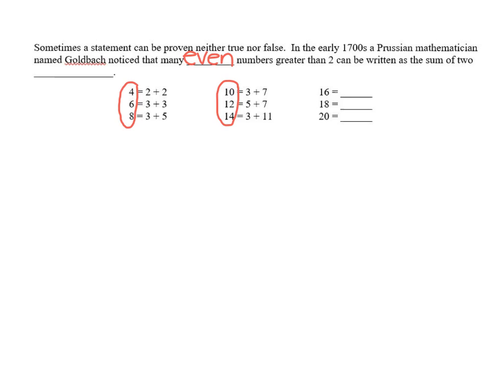Goldbach noticed that many even numbers greater than 2 can be written as the sum of 2. What? Let's take a look at these other numbers. Remember, sum means addition. So all of those even numbers are written as the sum of 2. Now it looks like it might be odd numbers. Many of them are odd, but there's also these 2's here that I circled. So instead of odd numbers, it's prime numbers.